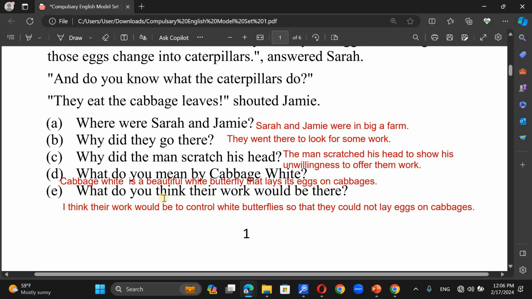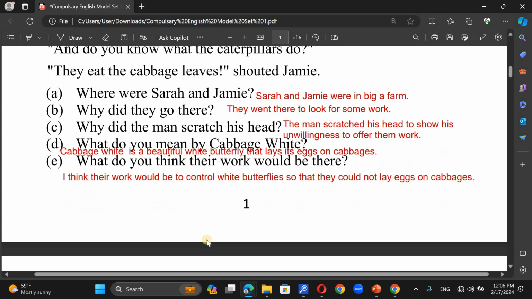Now question number E. What do you think their work would be there? I think their work would be to control white butterflies so that they could not lay eggs on cabbages. So controlling white flies is their job over there.